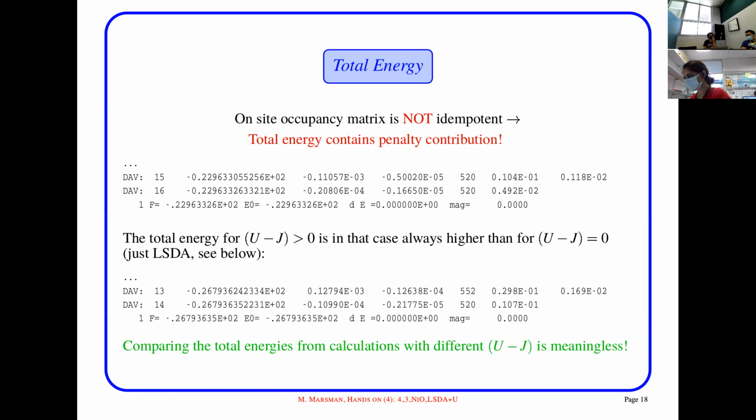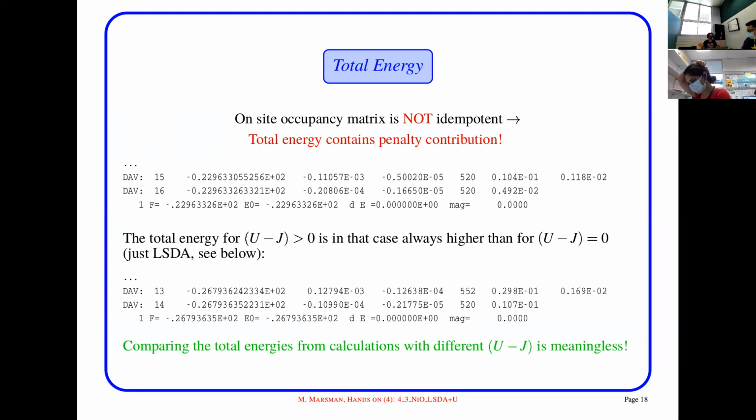The only important point that is written in this very last slide is that you should never, never, never compare energies with different U. What makes no sense is, for instance, if you want to calculate the adsorption energy of CO on a system, and you calculate the adsorption energy of CO on nickel oxide, for instance NiO, with a U of 5, and then the clean surface, so just nickel oxide, with a U of 3.